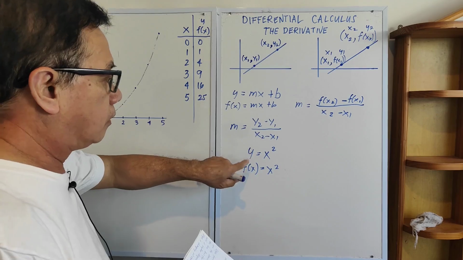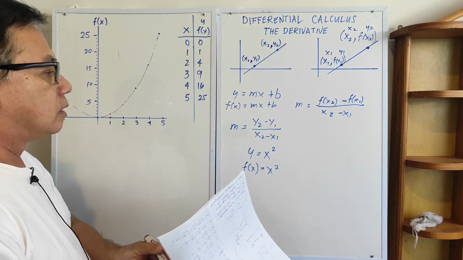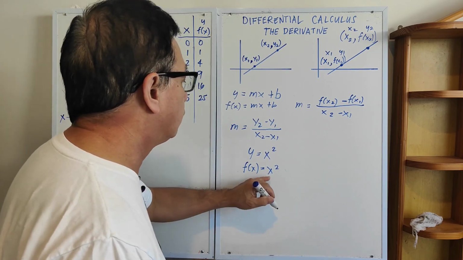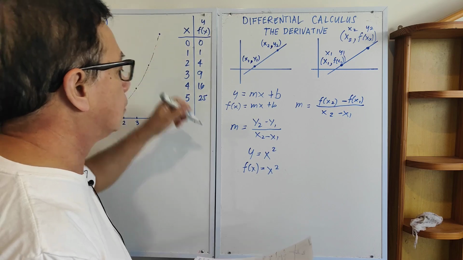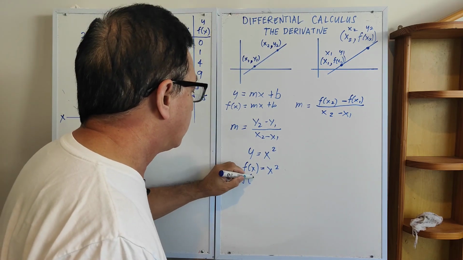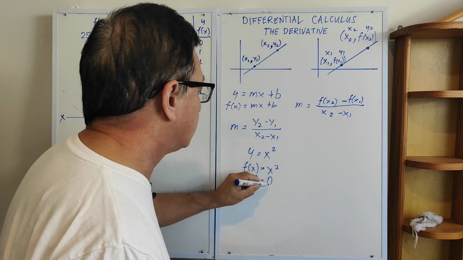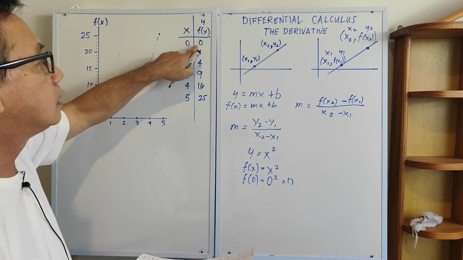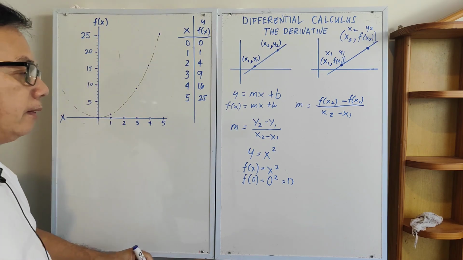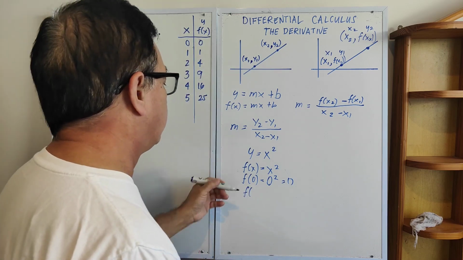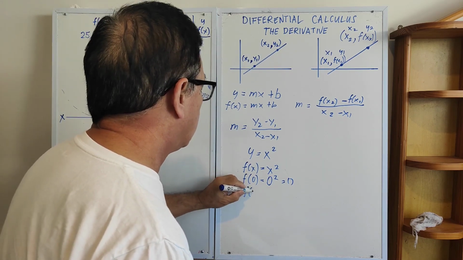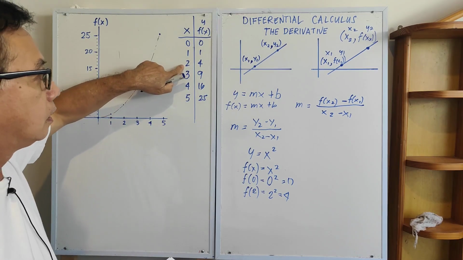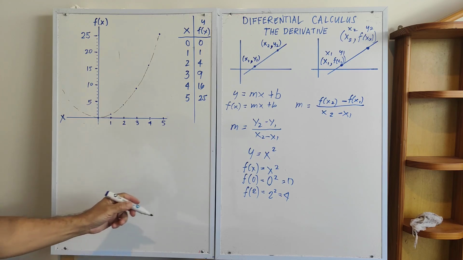To plot some points, we just plug in a value on x. For example, if you want to find the function of x at 0, you replace x with 0, so that's still 0. So your f of x, that's your old y, is 0. And if you want to find the value at x equal to 2, 2 squared is 4. So that will be here, 2 and 4. And then you can plot.